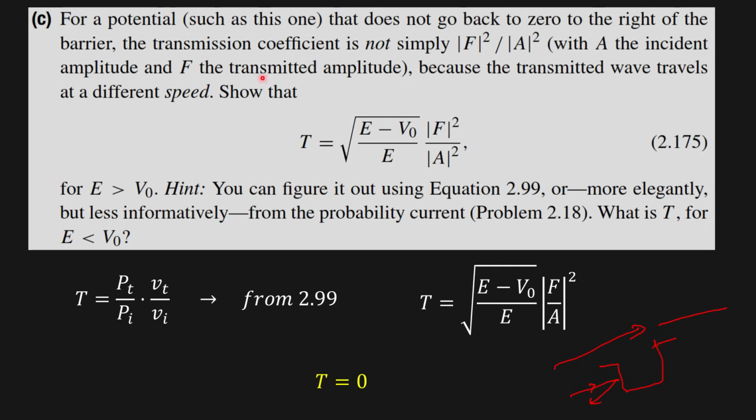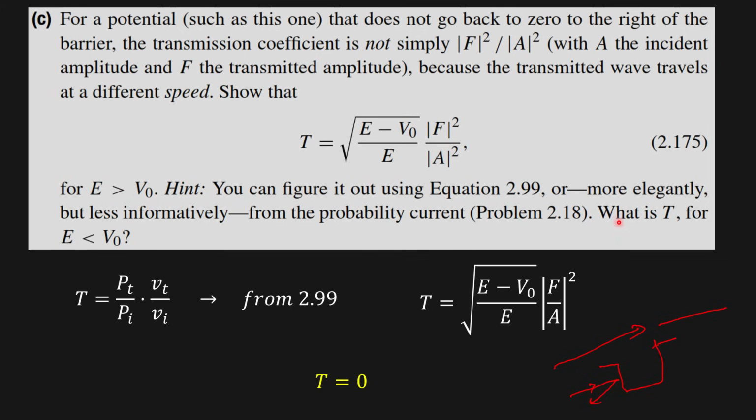I have mentioned this already. The transmittance coefficient is not simply the ratio of F squared over A squared, because there is a difference in velocity that you have to keep in mind. A is the incident amplitude and F is the transmitted amplitude, and the transmitted wave travels at a different speed. So T is equal to square root of E minus V naught over E, times modulus F squared over A squared, for E greater than V naught.